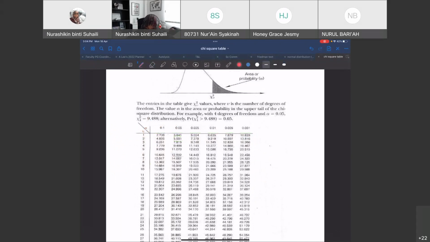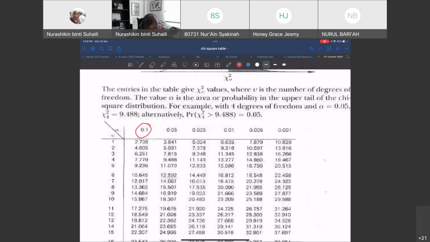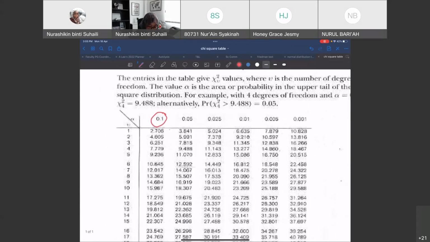So alpha is 0.1. Okay, so this is the one that we have to refer to. And our B is K minus 1. 5 minus 1 is 4. So here, isn't it? B is 4. So our value here is 7.779. So that is our chi-square value.